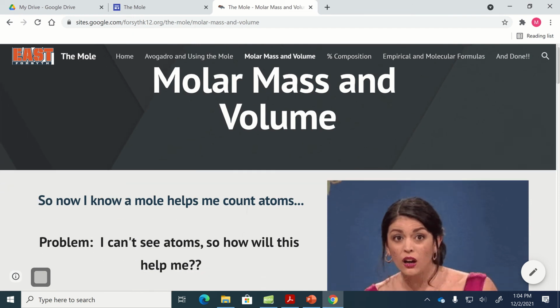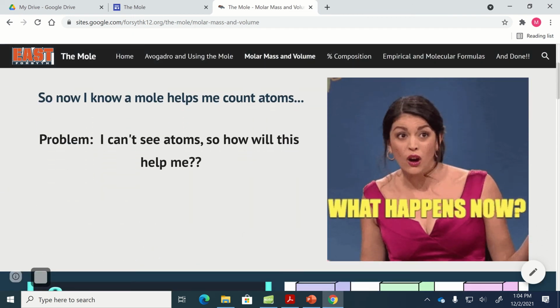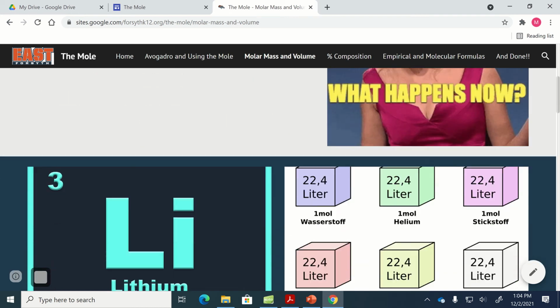So, why are we doing this? Where does this come from? We've just gone over what the mole is, where we can use this to count atoms. But like the statement says, there's no way for me to count atoms. We cannot see atoms, so how are we counting atoms in this case? How will this end up helping me in some ways?